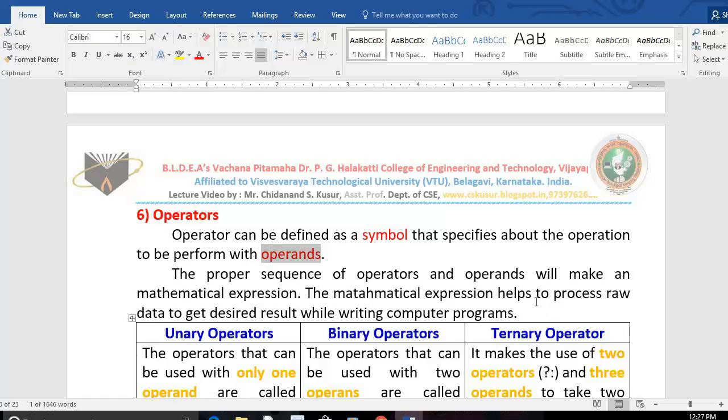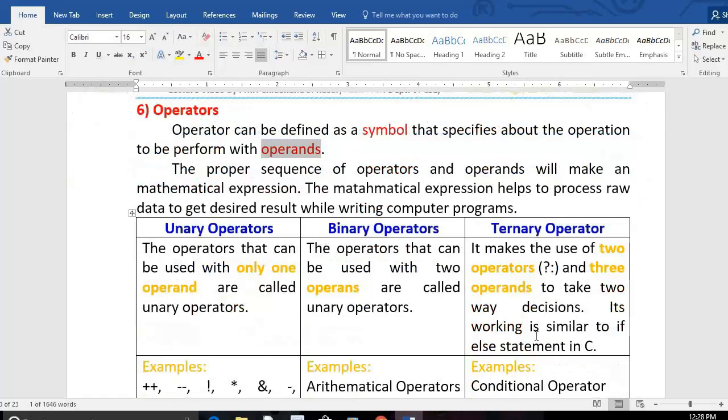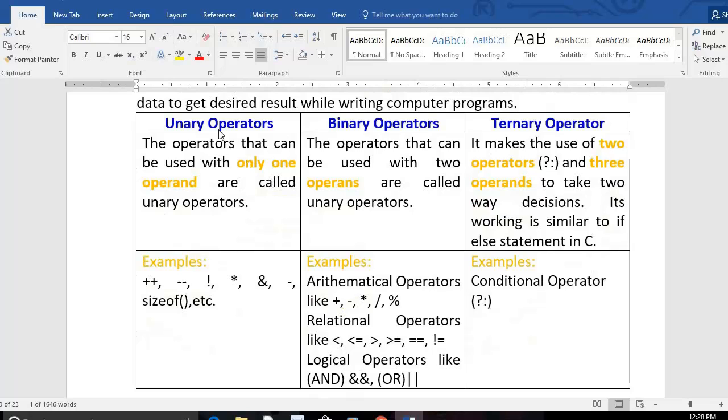Oh, very nice. Then how many types of operators? Actually, many are there, but here we restrict our study to 3 types of operators: unary operators, binary operators, and ternary or tertiary operators. And what are unary? The operators that can be used with only one operand are called unary operators.